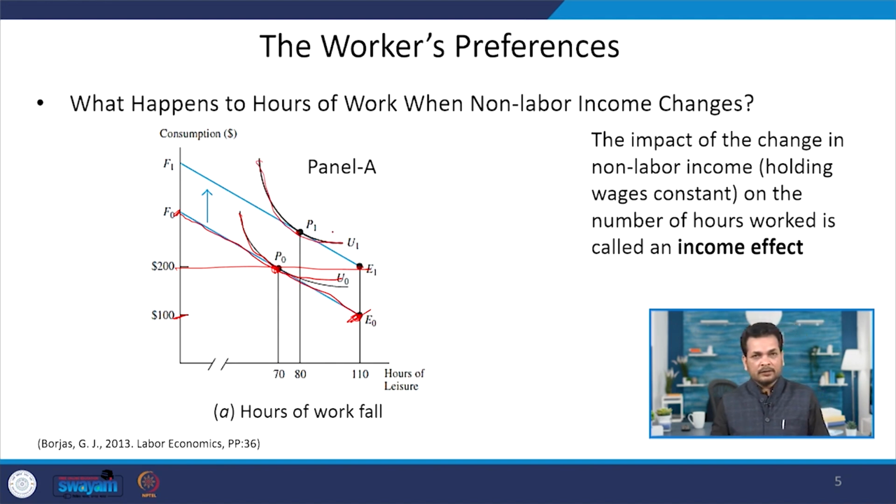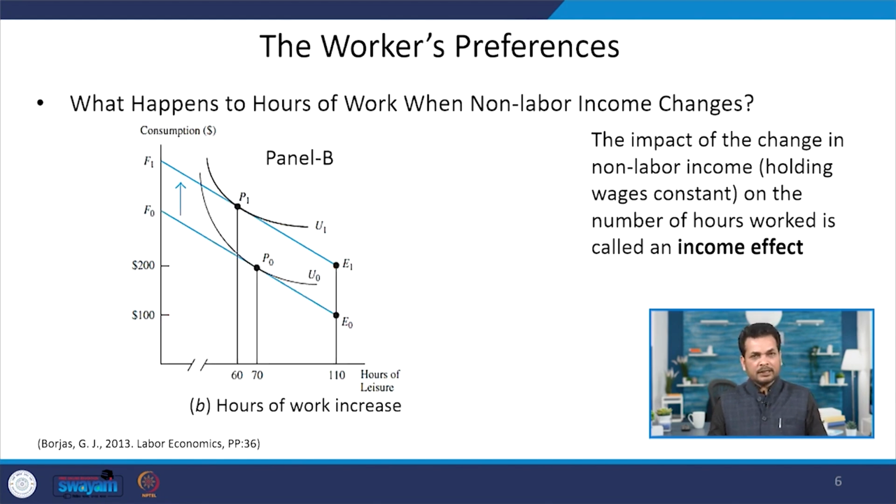which means now the worker is consuming 80 hours of leisure and this is the level of consumption. So, both C and L, the consumption of both C and L, are going to increase by the increase in the non-labor income from E0 to E1.